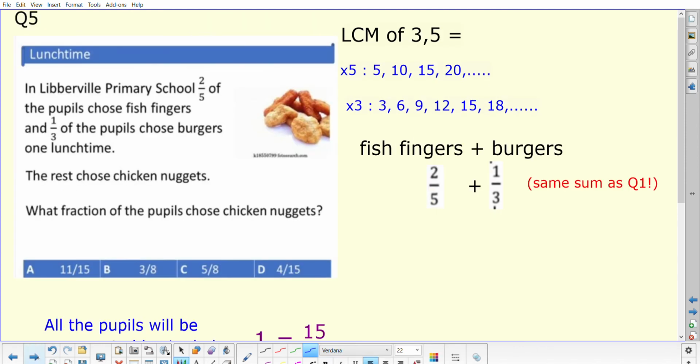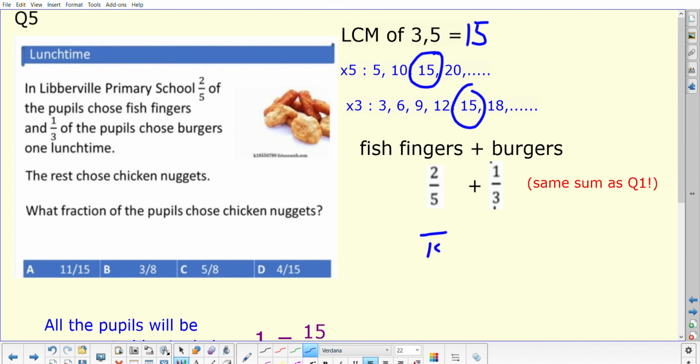For question 5, is again another one where you need to actually read the question. So it's telling you 2/5 of the pupils chose fish fingers and 1/3 of them chose burgers. So if we add these two amounts together, now actually this was the same sum that you did in question 1. Don't know if you picked up, those of you that had done this quiz, if you picked up on that, you've already done the sum. So lowest common multiple of 3 and 5, if you remember, we said was 15.